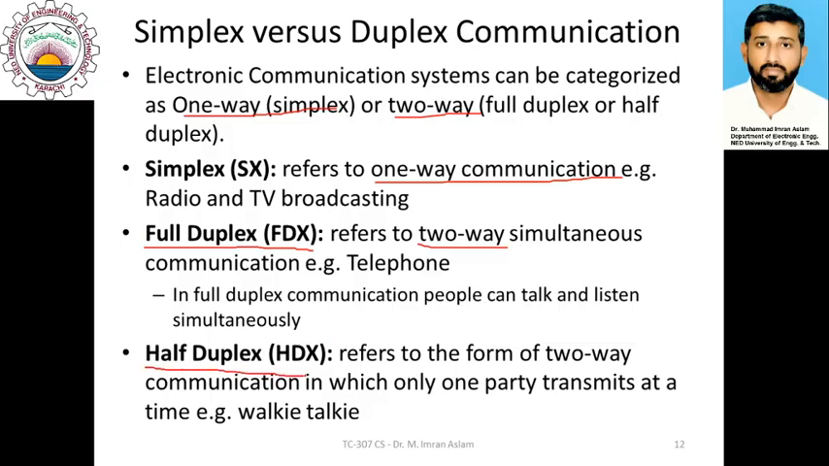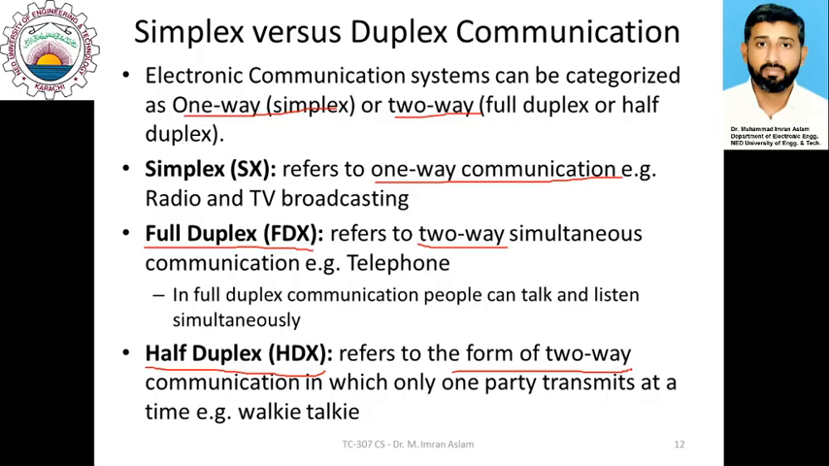There is a third type of communication as well, which is called half duplex communication. Half duplex communication is also a form of two-way communication, but in that type of communication system we can have only one party transmitting at a time. So it's not simultaneous communication. Rather, one party communicates, it ends the communication, and then the other party is able to communicate. If two persons start communicating simultaneously, in that case nobody would be able to hear anything.